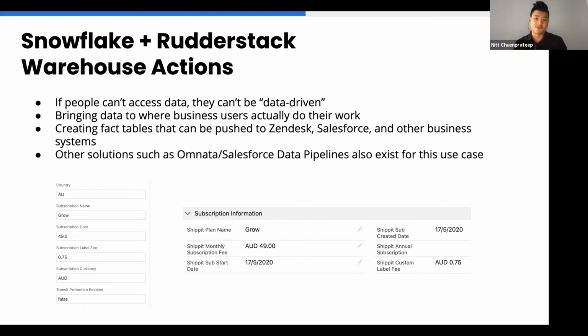But there are also other solutions out there that do similar reverse ETL work, particularly for Salesforce. You've got Omnata, and you've also got the Salesforce data pipelines products that exist for this use case. And I also know that within Zendesk there's a plugin that will do the same thing.